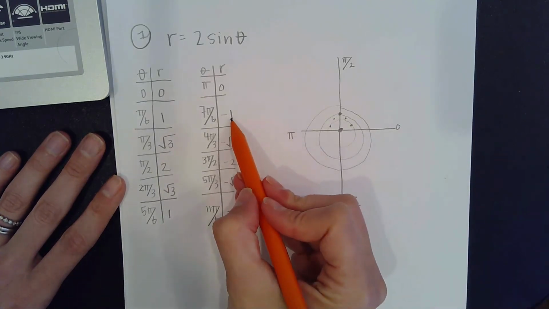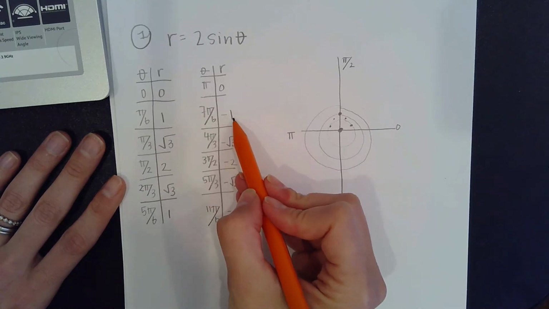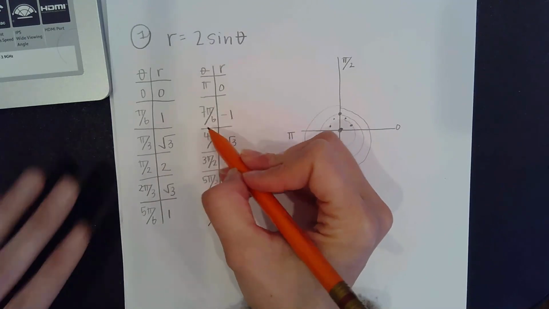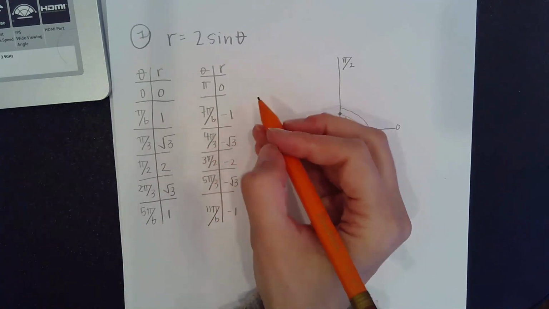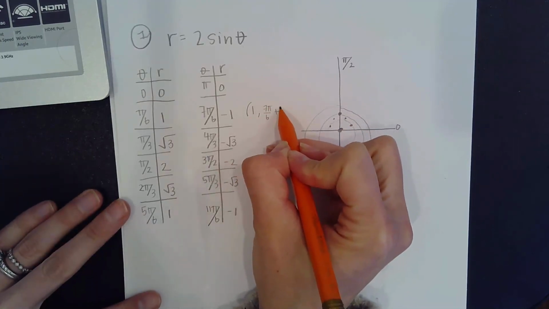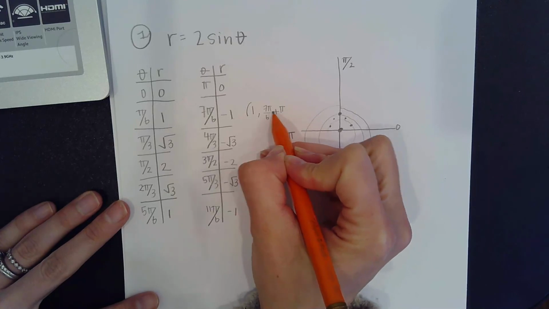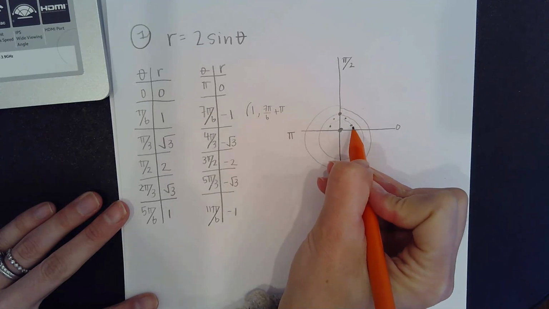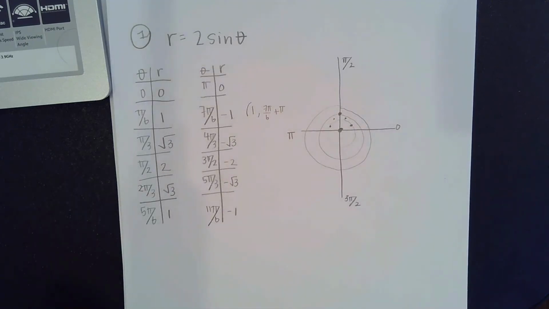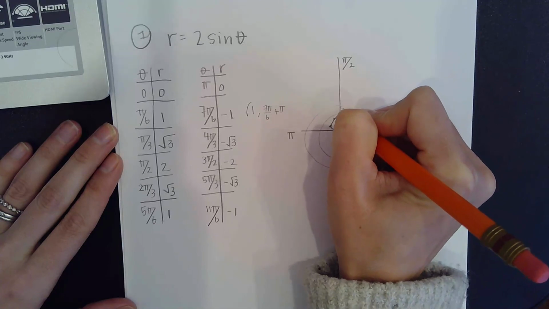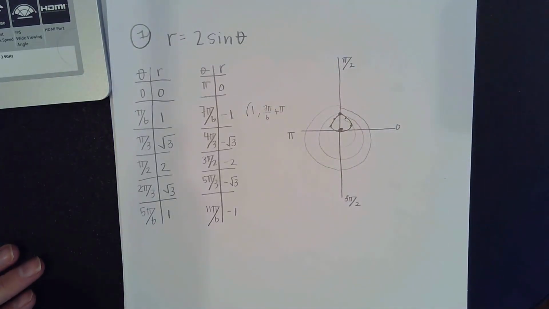So remember, when we have a negative value, we plot the 1, right? And then we add pi to this, okay? So we'll say 1 and then 7 pi over 6 plus pi. So that's 13 pi over 6, so basically we're back right here, right? Okay. So basically you are going to have this little bitty circle. It's a terrible graph of that, but you're going to have that little teeny tiny circle.